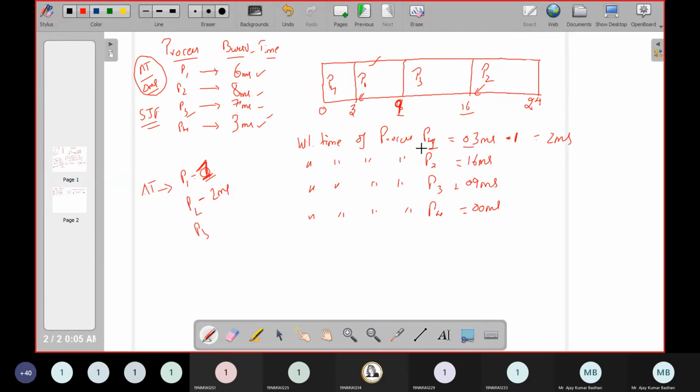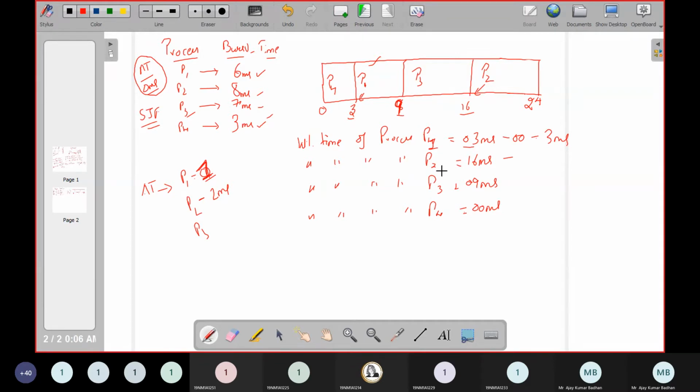The actual logic is: whatever is on the leftmost side for the waiting time, here 3, minus the arrival time for the process P1. How much do we have? 1. So 3 minus 1, the waiting time for the process is 2 milliseconds. But in this particular scenario, the arrival time for all the processes is 0 milliseconds, so I'm simply writing 3, because 3 minus 0 is 3 milliseconds, as all the processes arrived at 0 milliseconds.